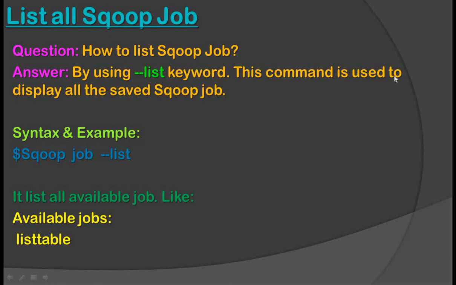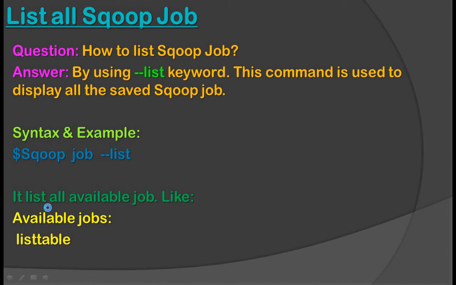This command is used to display all the saved Sqoop jobs, and the example and syntax are both the same because we do not need to add anything from our side. This is fixed, we do not need to change anything in this syntax. These are the Sqoop keywords. So we should write sqoop space job space double hyphen list, and when we press enter then it will display all the Sqoop jobs which we created.